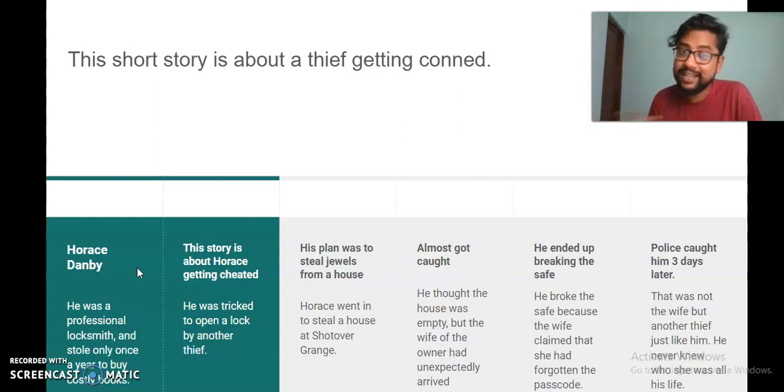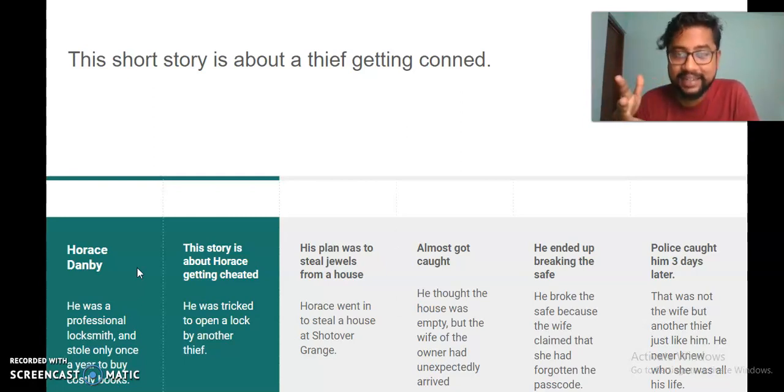Why? She said, I am the owner. I have forgotten the password. I need my jewelry for a party in the evening. This is what she says. So Horace was convinced. He took off his gloves. He opened the lock and he went away. Three days later, the police came to his house and caught him for stealing. Why was he caught? This is what you have to read and find out.